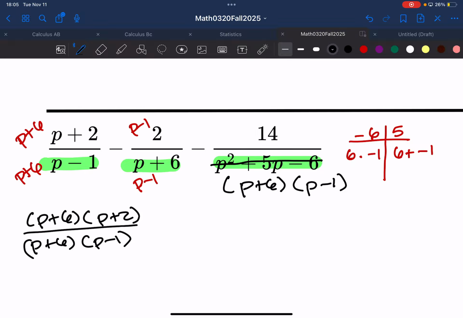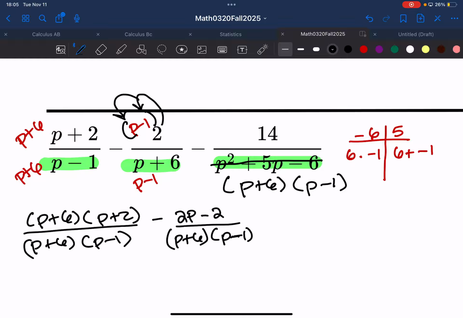Okay, then the next one, so minus, this P minus 1 has a 2 on the outside. So we're going to think of that 2 as distributing inside that parentheses. So what's 2 times P? 2P. And what's 2 times negative 1? Negative 2. And that is over P plus 6, P minus 1. And then that last fraction doesn't change because it's our original fraction that had the denominator that we were looking for.